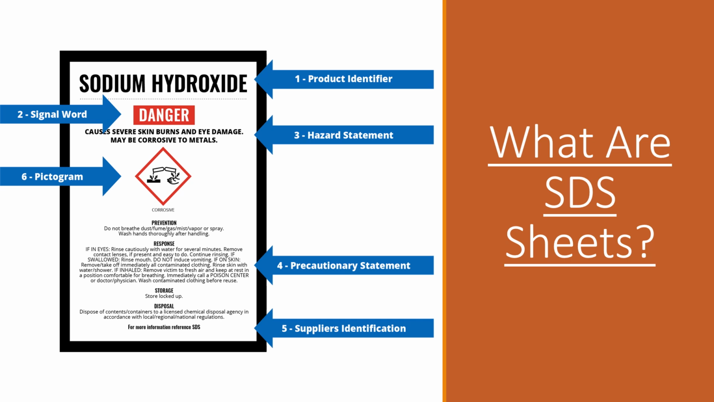The key points of safety data sheets are the product identifier, the signal word, for example, danger, the hazard statement, which are the potential effects of the chemical, the pictogram, symbols representing hazards, instructions for proper use, how to properly store and dispose of the chemical, and supplier information.